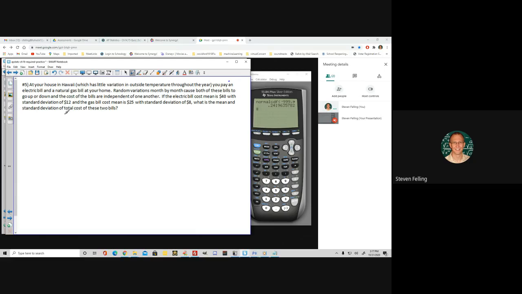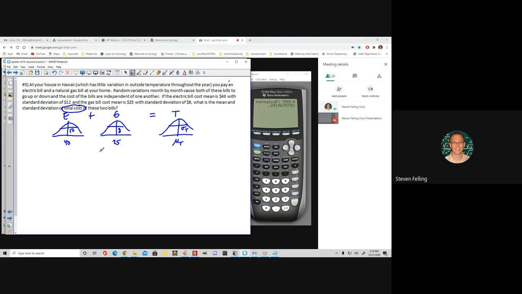If the electric bill, let's use E for electric bill, costs a mean of $40 with a standard deviation of $12, and the gas bill costs a mean of $25 with a standard deviation of $8, what is the mean and standard deviation of the total cost? So let's use T for total cost, and I'll just define that to be the sum of the two. Total means we want to add that. So that means we'll have a mean for the total costs and a standard deviation for the total costs.